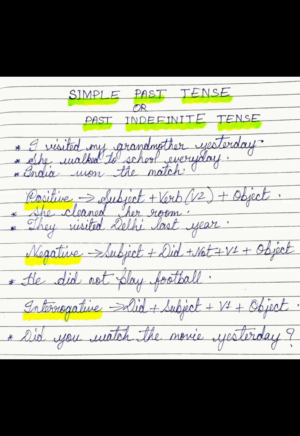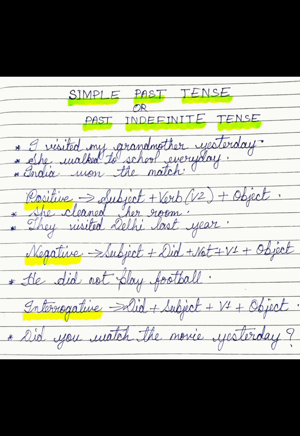Okay, now come to interrogative structure. We use did plus subject plus first form of the verb plus object. For example, did you watch the movie yesterday? क्या तुमने कल फिल्म देखी? Again, after did, use verb first form.